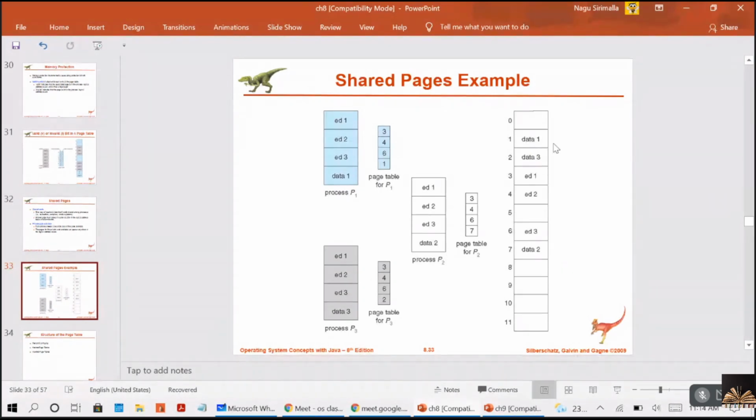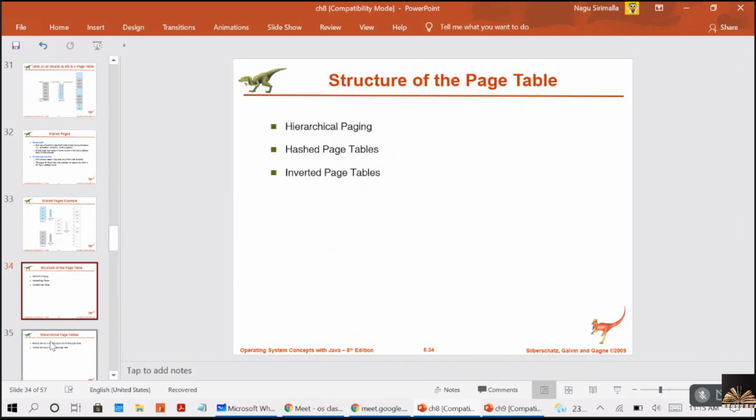So here you are saving so much memory space by making use of the shared pages. Why? Because if you are running three processes, you should actually have three copies of the editor. But because we are using the shared pages concept, you have only one copy, and this copy is being shared by the multiple processes. That is about the shared pages concept. Coming to the structure of the page table, as I told you, we have three structures: hierarchical paging, hashed page tables, and inverted page tables, right?